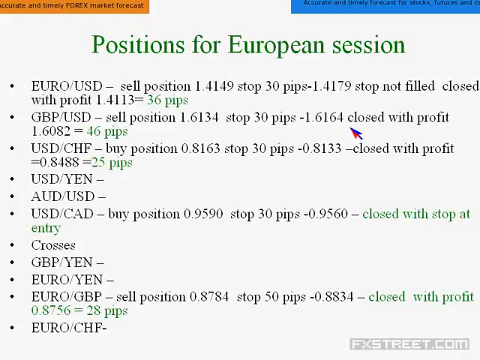In GBP, I kept a sell order at 61.34. They went up to 61.35 and came down. And afterwards I booked the profit around 60.82. The stop was around 61.64, 30 pips above, and there was not fill. And at 60.82 I booked 46 pips profit.